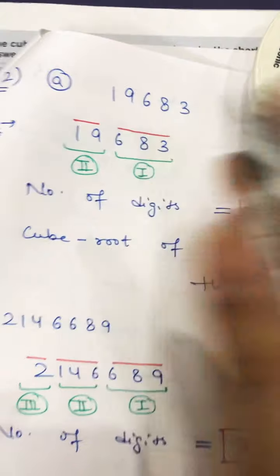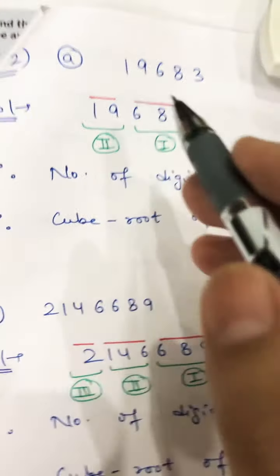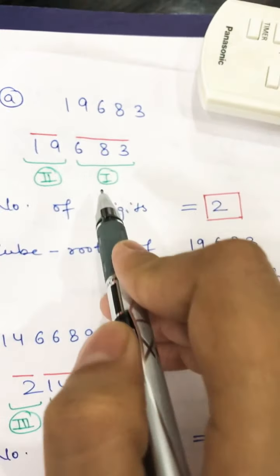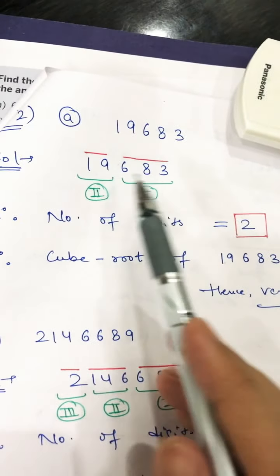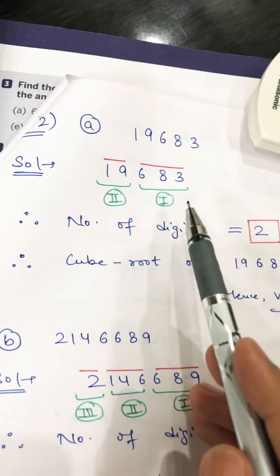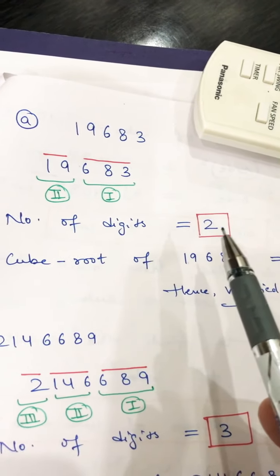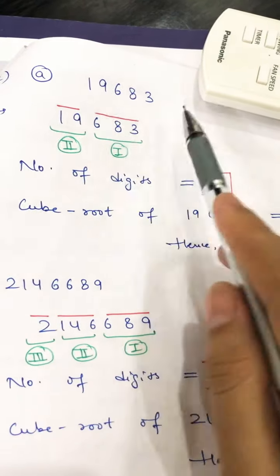These 3 digits will come under the first bar, and the rest of the digits will come under the second bar. So this is your first group, this is your second group. Okay, now how many groups are there? 2 groups. So therefore the number of digits will be equal to 2.